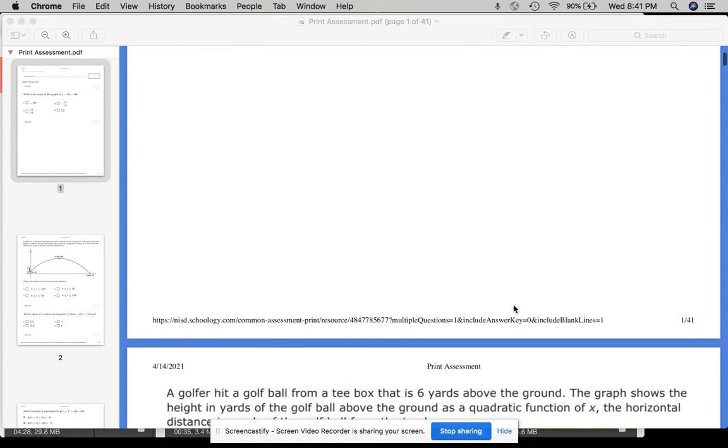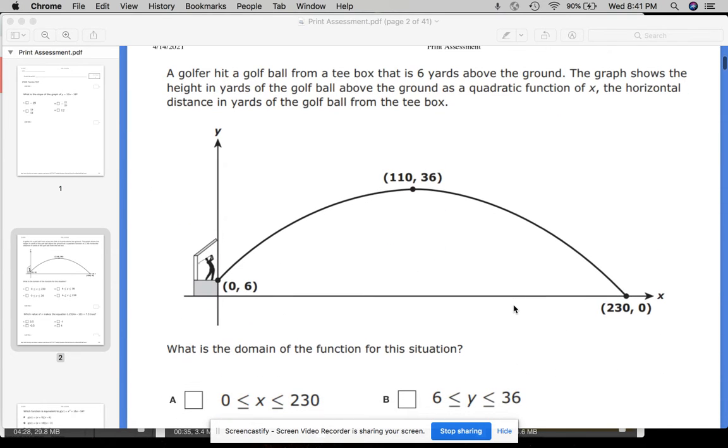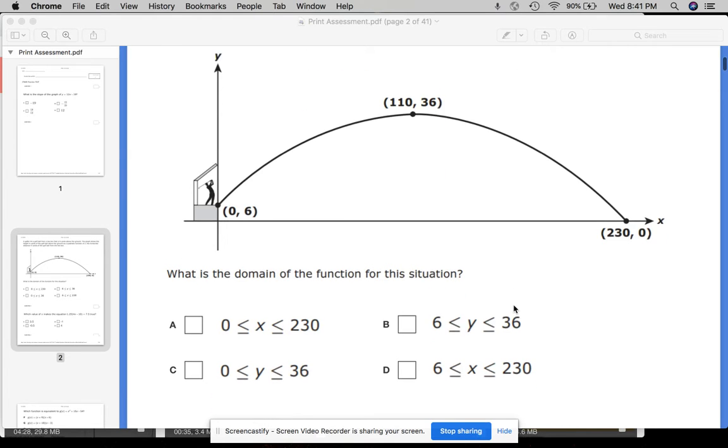Question number 2. A golfer hit a golf ball from a tee box that is 6 yards above the ground. The graph shows the height in yards of the golf ball above the ground as a quadratic function of x, the horizontal distance in yards of the golf ball from the tee box. 0, 6, 110, 36, 230, 0. What is the domain of the function for this situation?